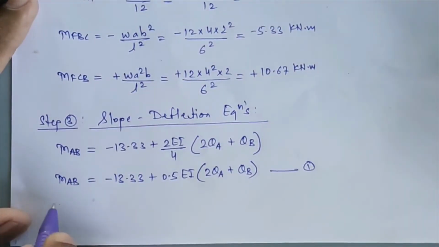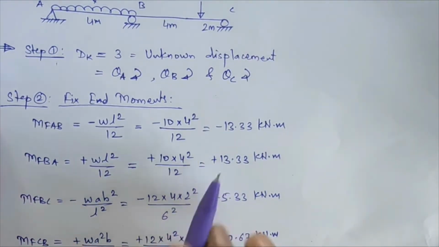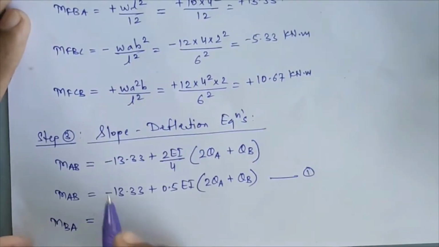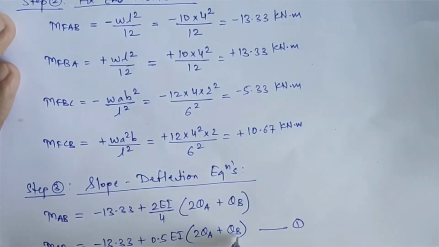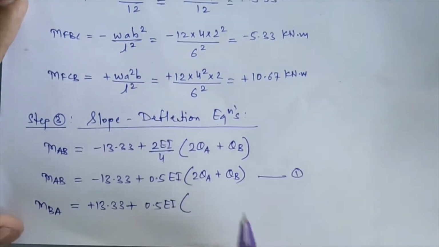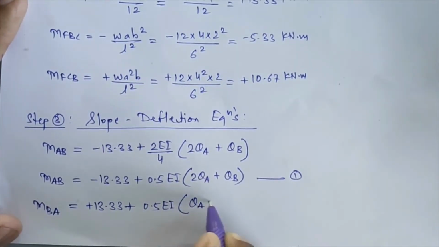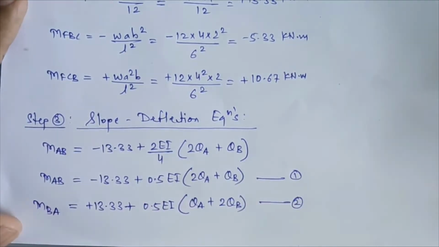Okay. Next we'll see the next member, that is BA. So MBA is equal to MFBA, that I am getting as plus 13.33, plus 2EI upon L, that I'll get again as 0.5 times EI, into bracket. What will happen now? Only the near end and far end get interchanged. So that comes here as theta A plus 2 times theta B. This I'll call equation number 2. That is our slope deflection equation for B. Right.